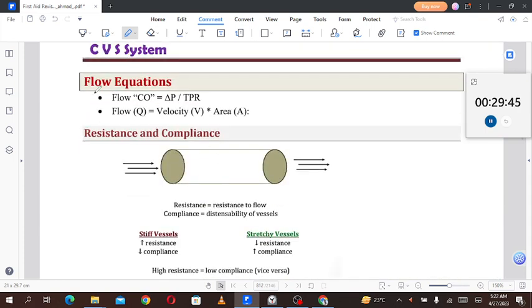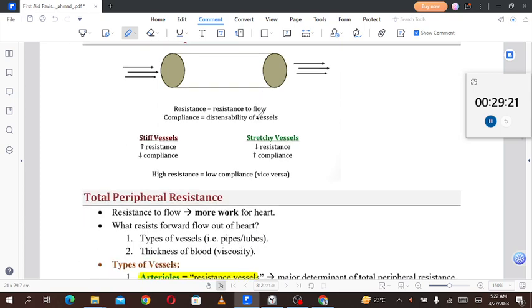Good. Now let's talk about flow equations. Cardiac output is equal to delta P over total peripheral resistance, the change in the pressure divided by the total peripheral resistance. Flow Q is equal to velocity multiplied by area.